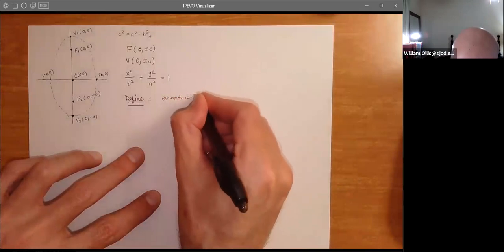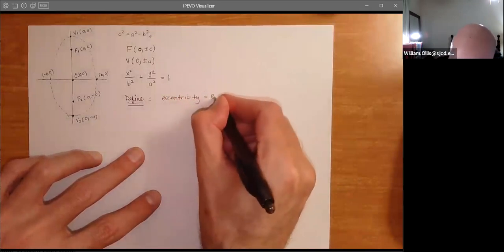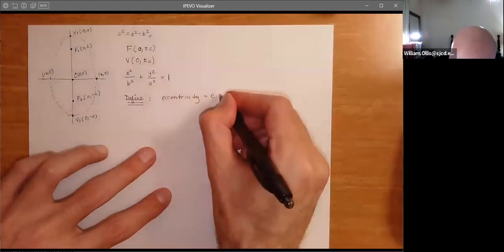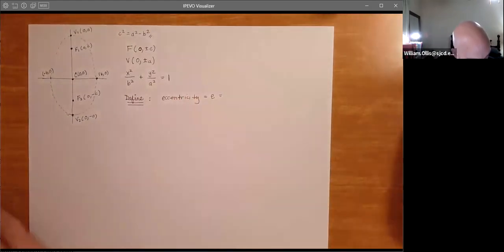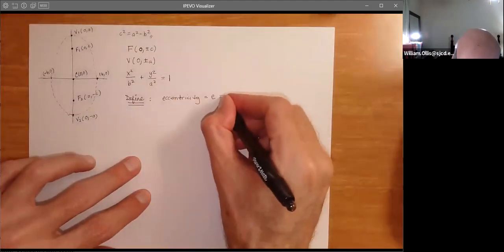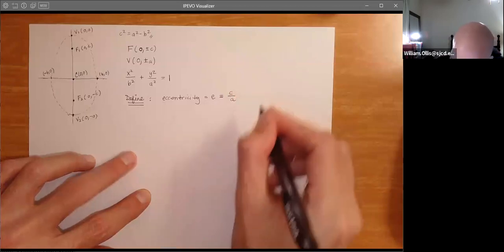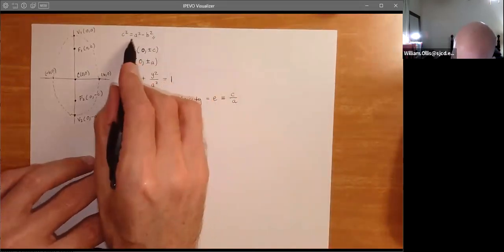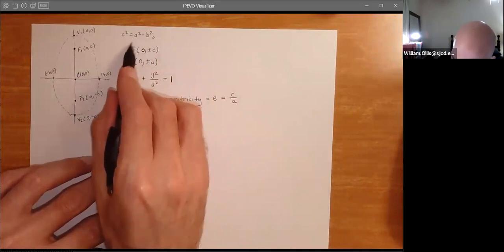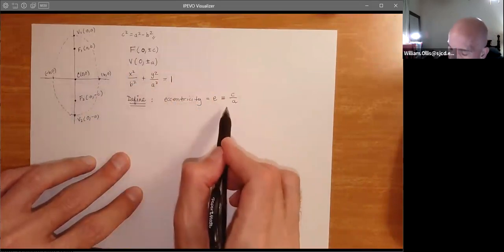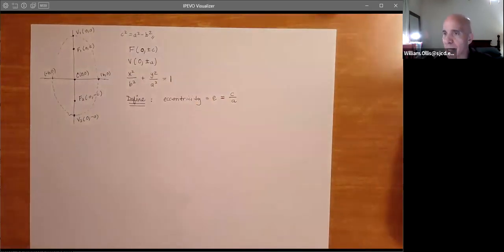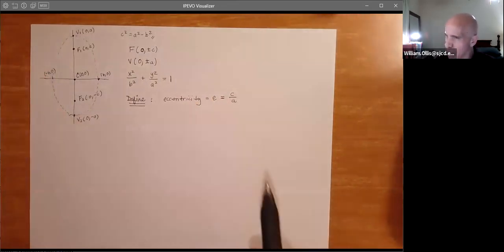eccentricity, and short E. E will be, by definition, C divided by A. Now, you might be thinking, who cares about that? Well, we've got this nice relationship up here. So this is why this makes sense. And this is going to tie together the relationship between A and B that we've been highlighting, but it does it in a way that seems to be a little off center, but it's actually correct.